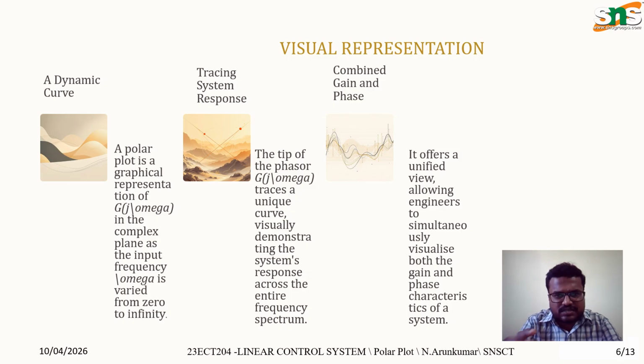And next one is tracing the system responses. In order to achieve all those positive and negative components in the system, we need to find the responses of the corresponding frequency, so that we know how the signal has passed from the input signals. And next one is combined gain and phase. The main purpose of generating the system response is to get the gain of the particular product. And while getting the gain, we need to check the corresponding phase of the signal as it is transferred from the starting position to the ending position.